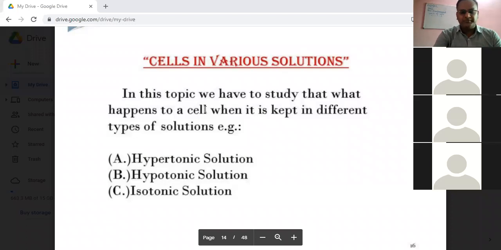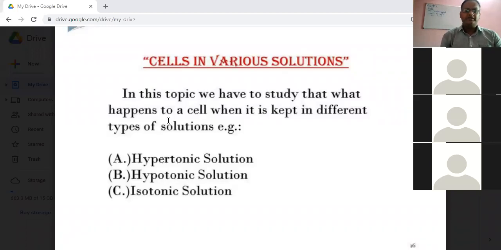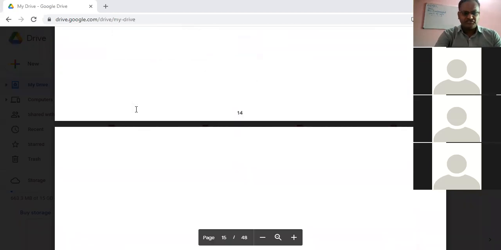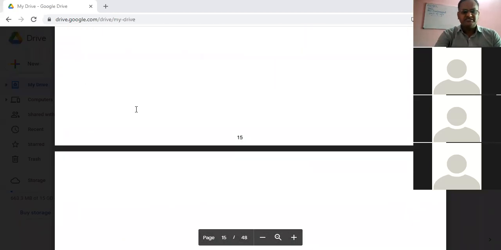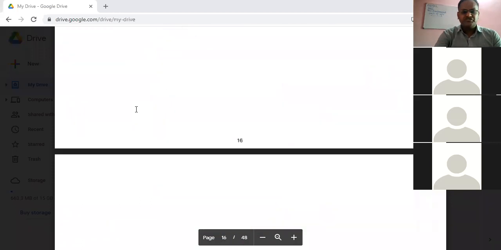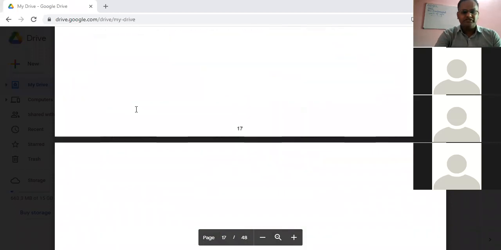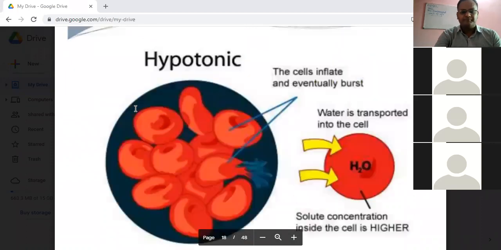Now comes the most important topic, and during the offline class also, as I told you all, whenever we are studying the plasma membrane or the cell membrane, three types of solutions become extremely important for us. That is a hypertonic solution, a hypotonic solution, and an isotonic solution. Now let us discuss in detail one by one. First of all, let me come to the hypotonic solution. Now, students, see, what is a hypotonic solution?